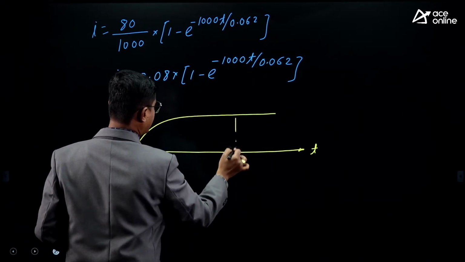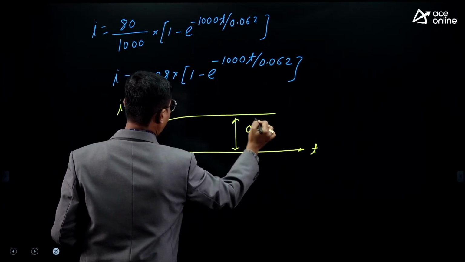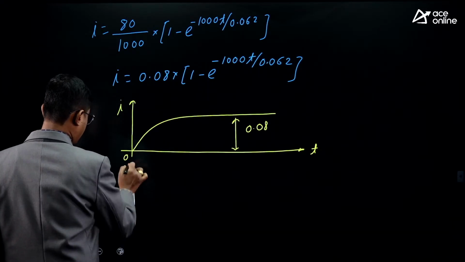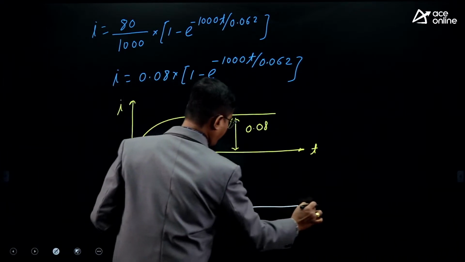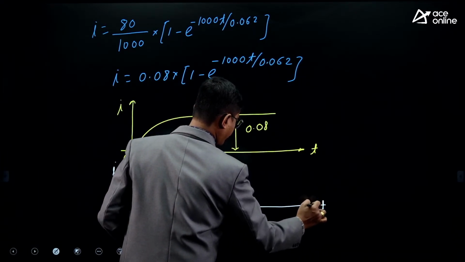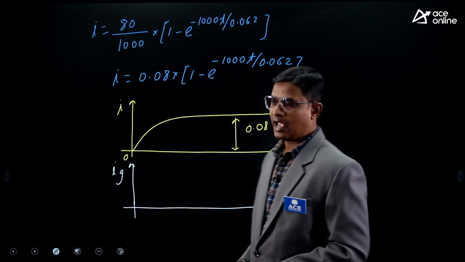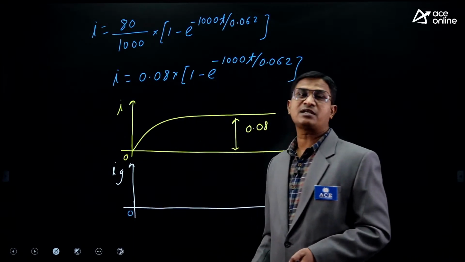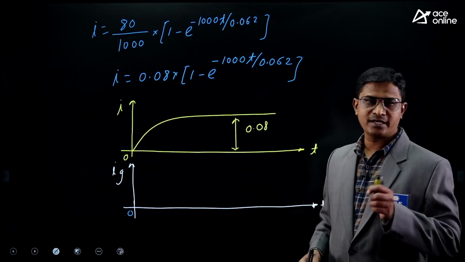Steady final value is Vs by R, which is equal to 0.08 only. And yes, we need to maintain the gate signal Ig. Till which time we need to maintain the gate signal? Let us discuss. At t equal to 0, we have applied the gate signal, na? But till which time we need to maintain the gate pulse? Let us discuss.